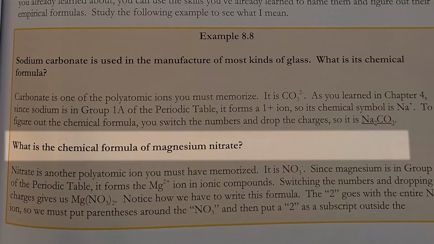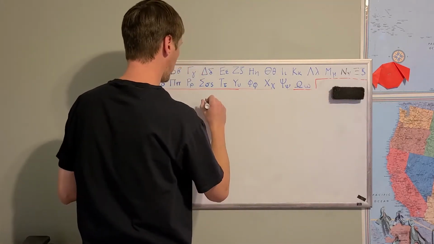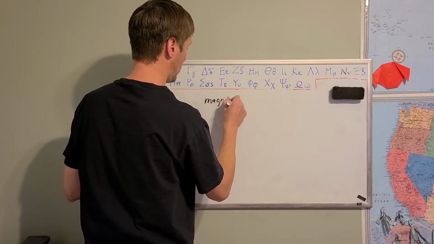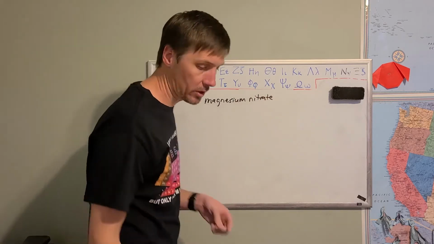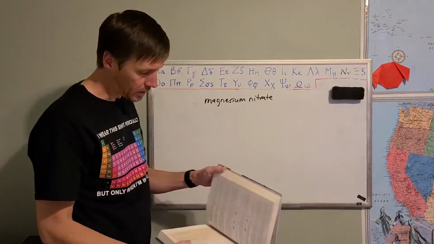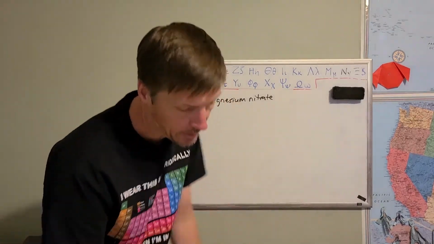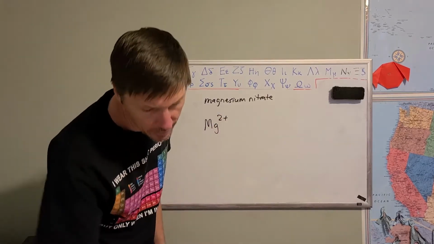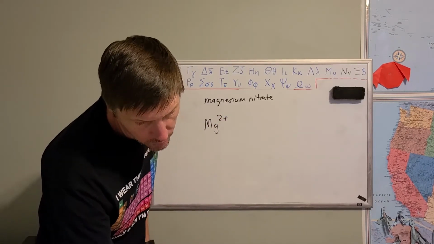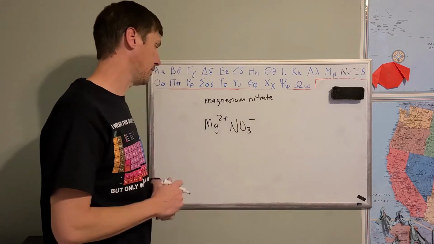What about magnesium nitrate? That's the next compound that they want us to give the chemical formula for. So again, we look at our periodic table. We look for magnesium, and we see that magnesium is in column 2A. So magnesium is going to carry a 2+ charge. And we look at nitrate in our table, and nitrate is NO3 with a 1 negative charge.